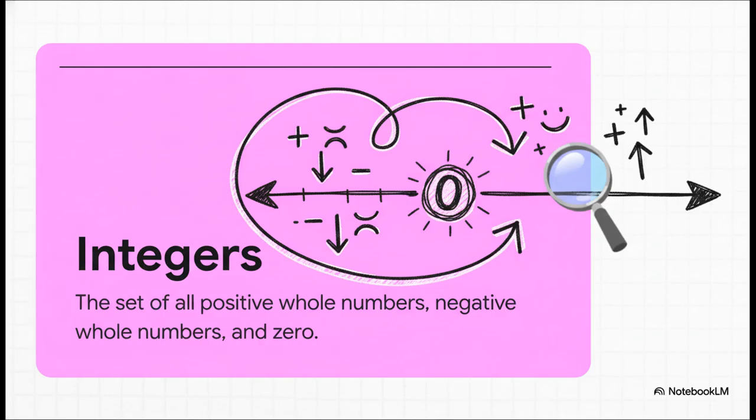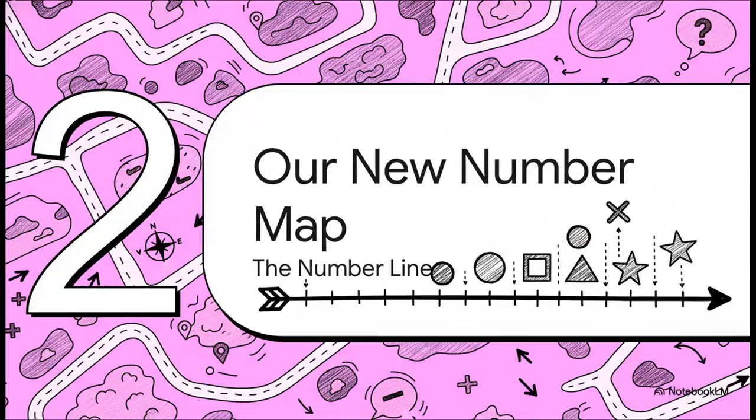Now this whole new family of numbers, all the positives, all the negatives, and our buddy zero right in the middle, they have a special official name. We call them integers. So whenever you hear that word, just think positive numbers, negative numbers, and zero all hanging out together.